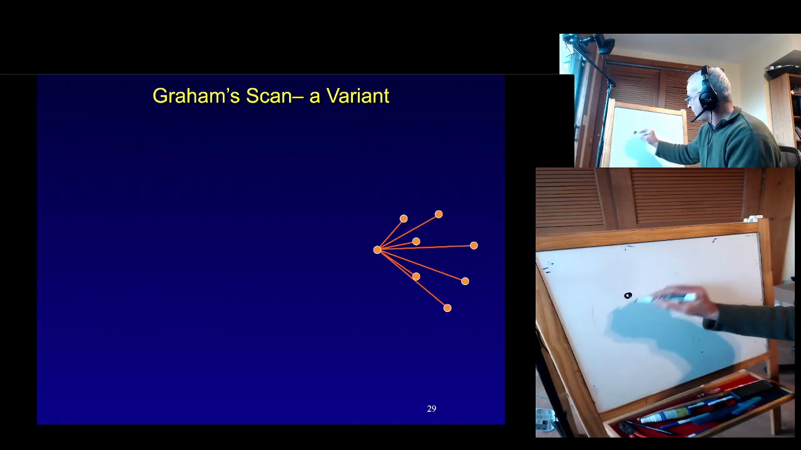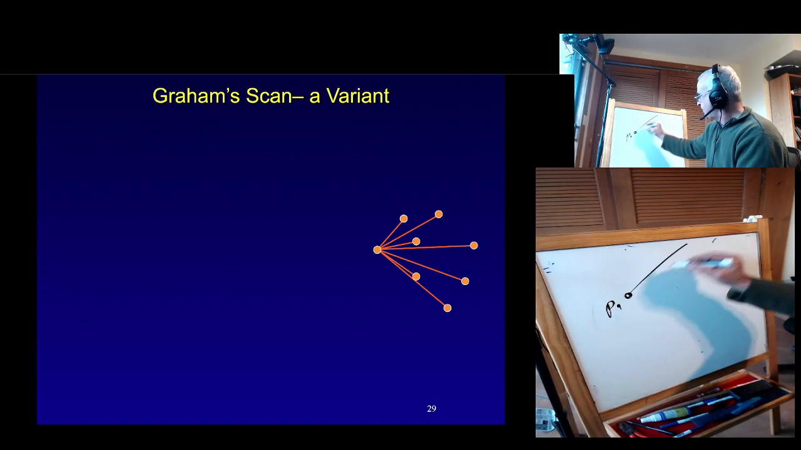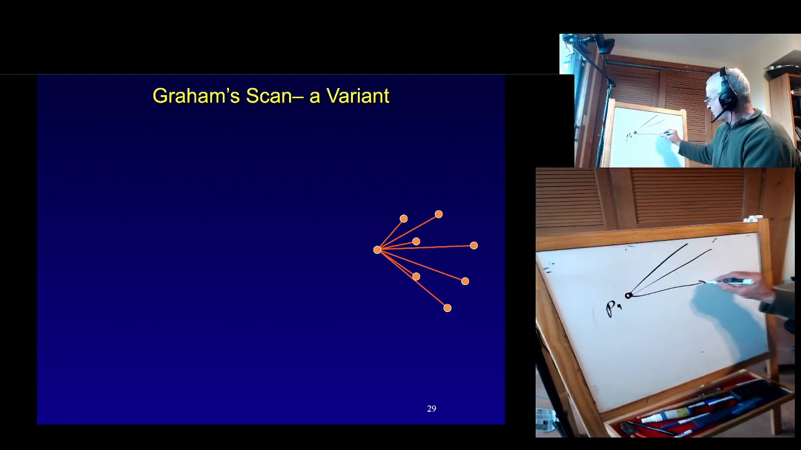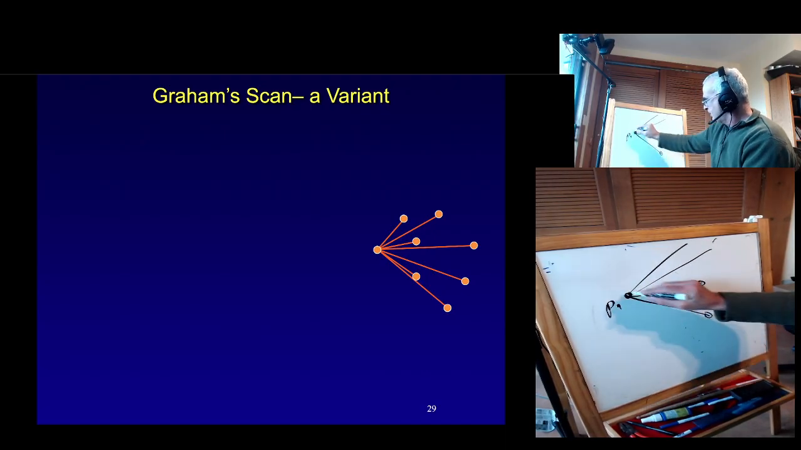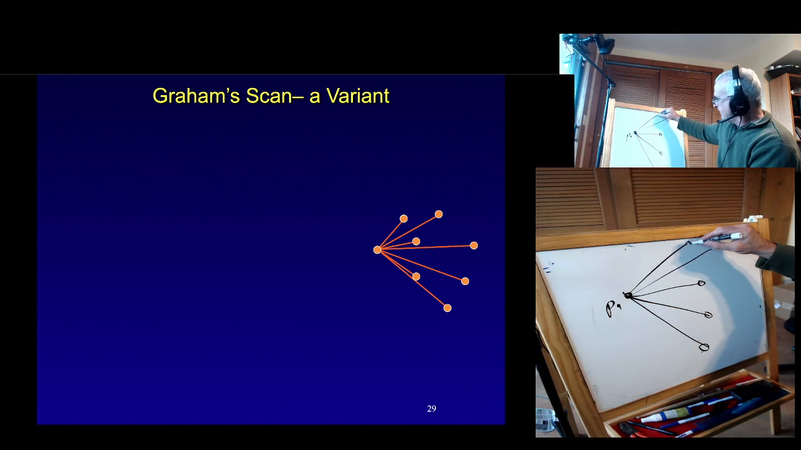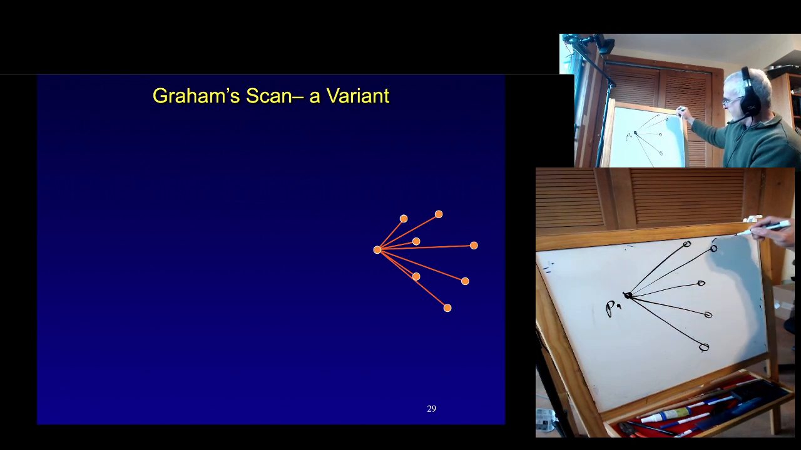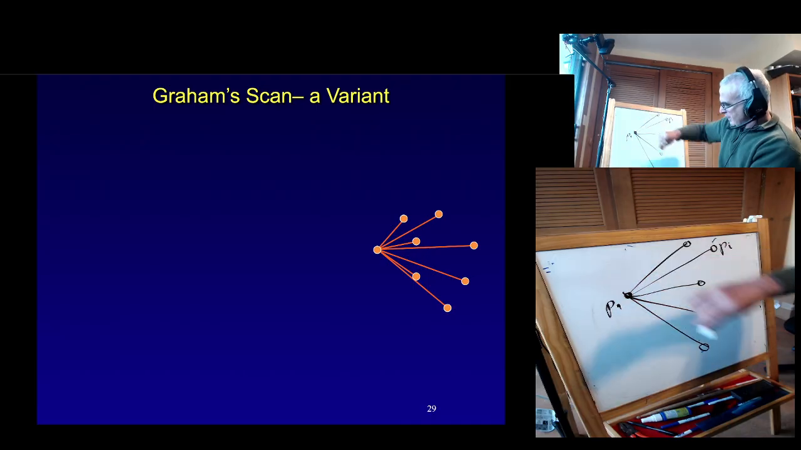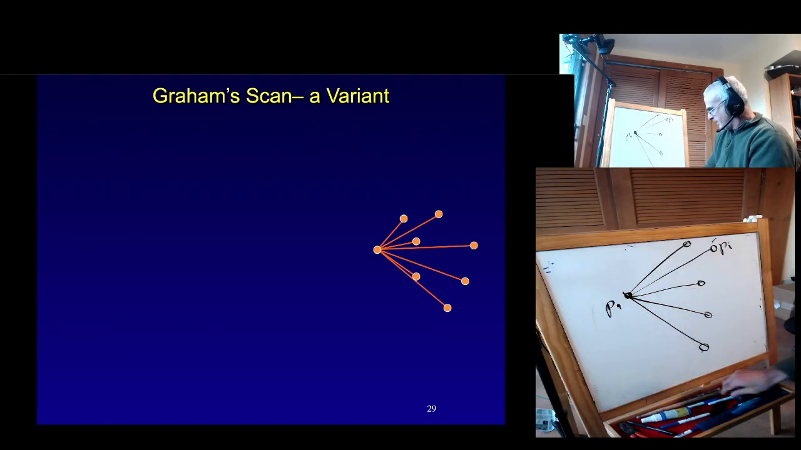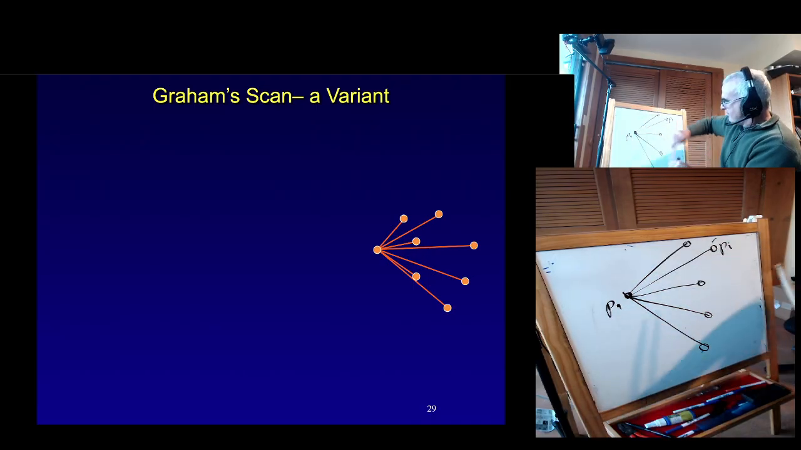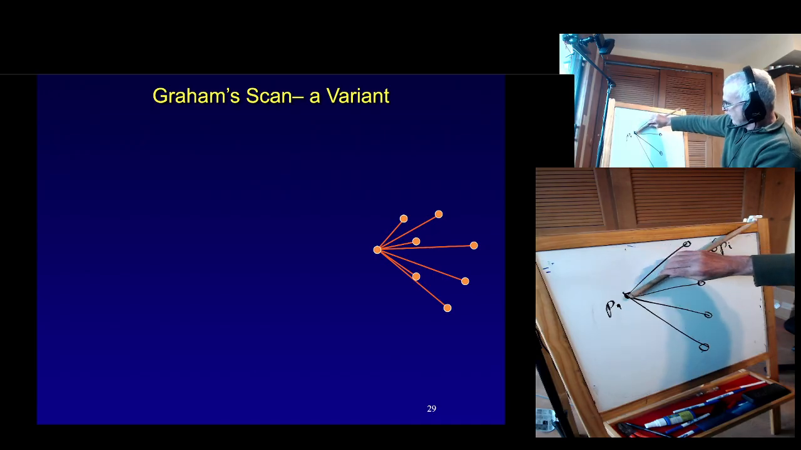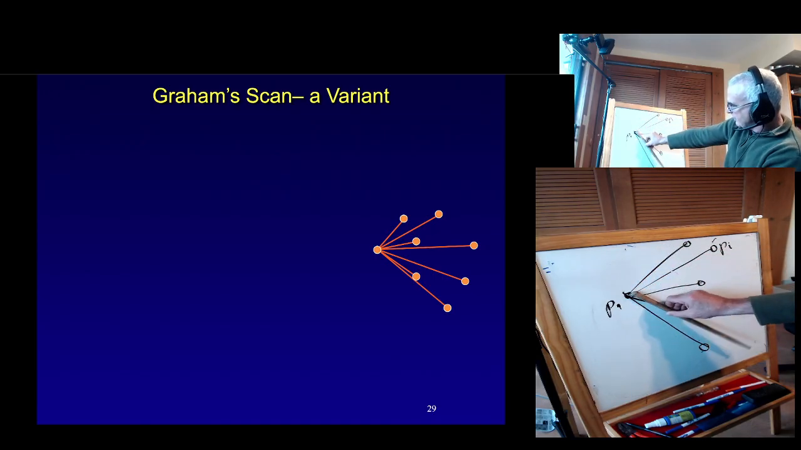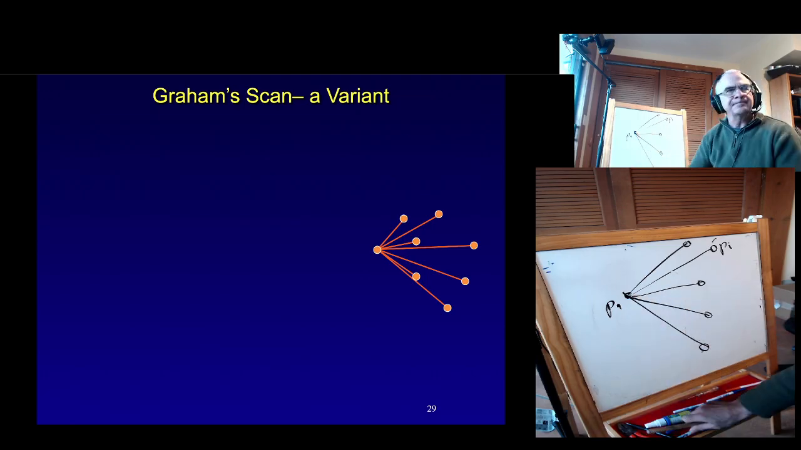So here will be my first point, P1, and now I sort the remaining points based on the orientation of the angle P1 to Pi. That is, it needs to be the order so that when I'm scanning them, it will be in the same clockwise or the same counterclockwise order.